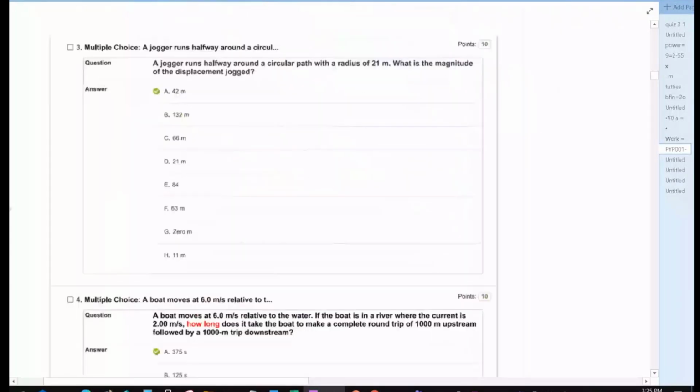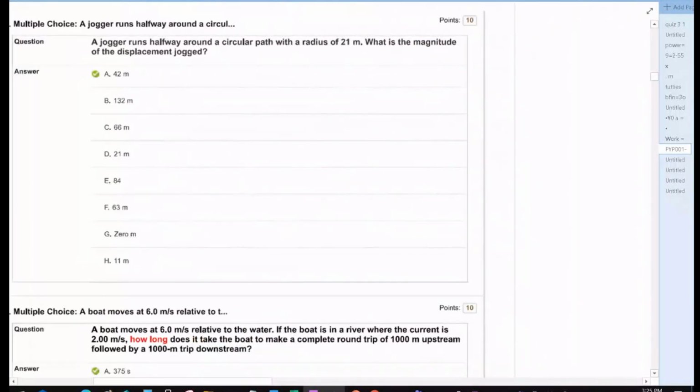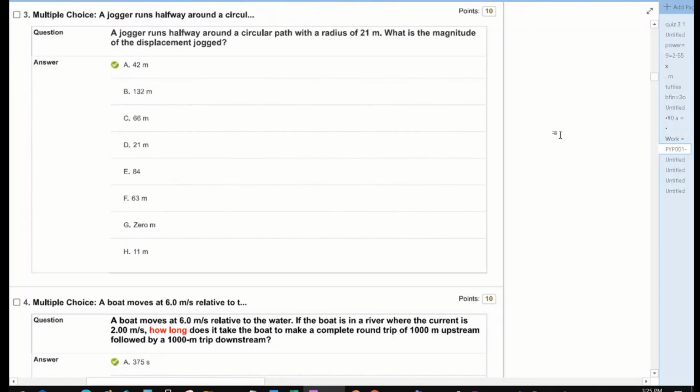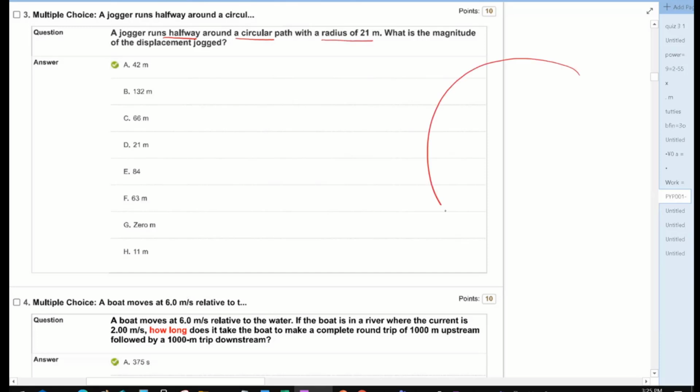Some physics problem. A jogger runs halfway around a circular path with a radius of 21 meters. So someone is running around a circular path of radius 21 meters. What is the magnitude of the displacement of the jogger?